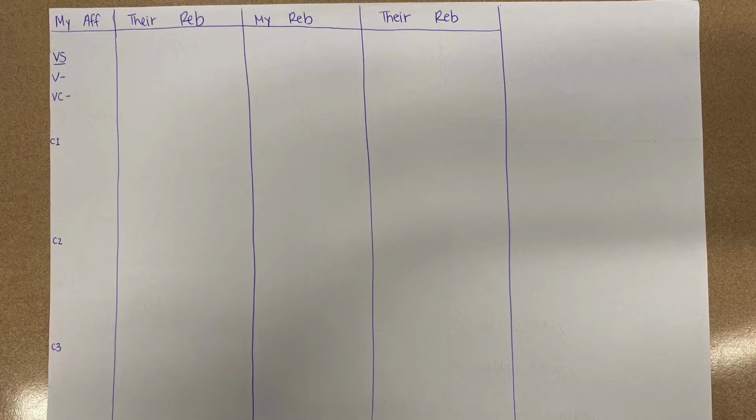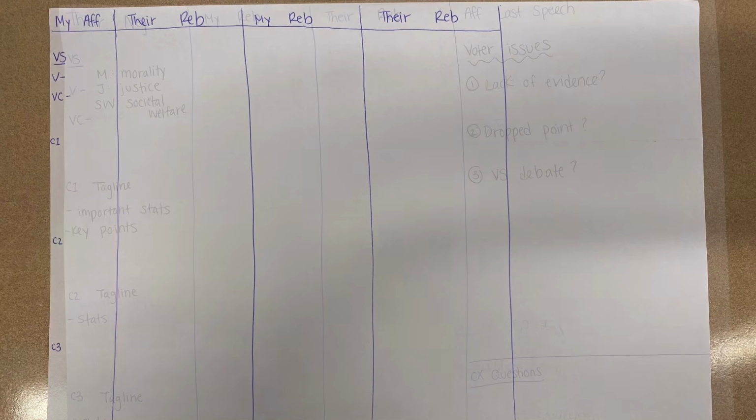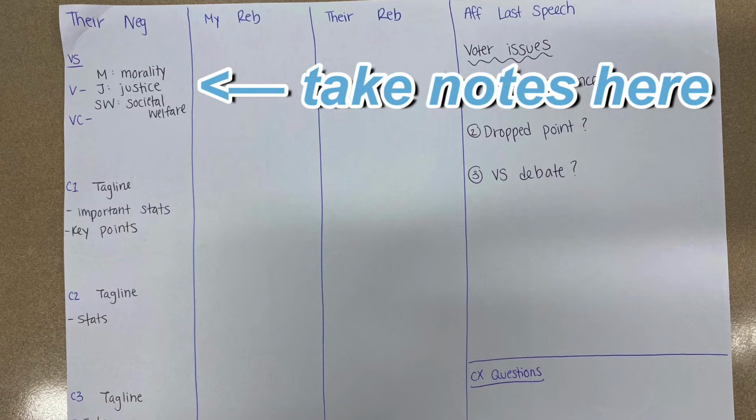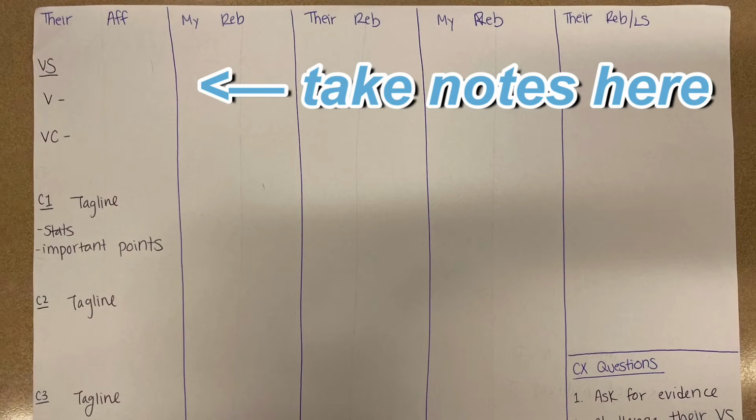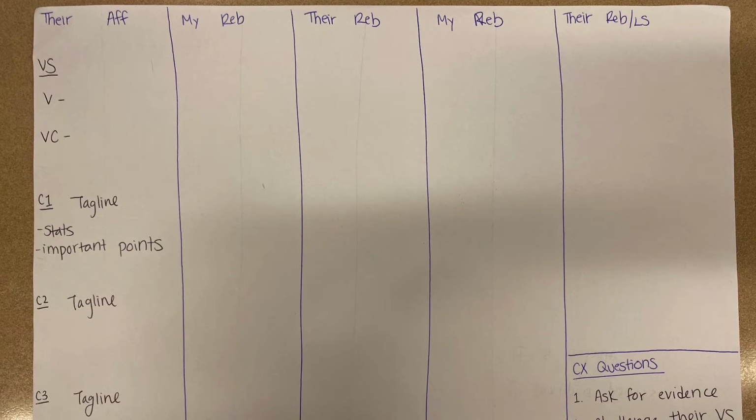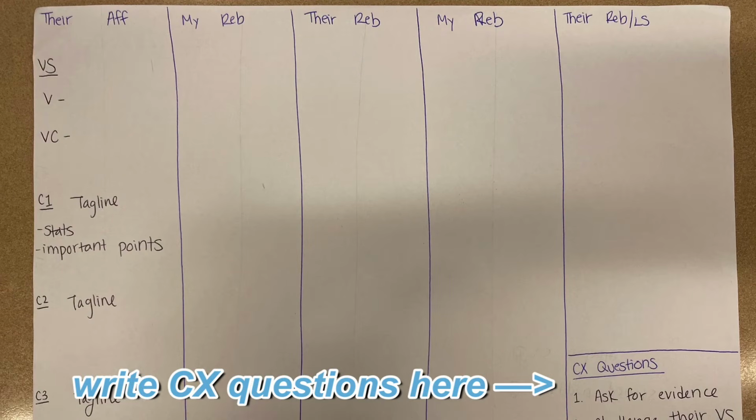Once you're in the round, this is what you're going to want to do with the flow in order to keep your notes organized and make sure that you're not missing any key points that your opponent brought up. As your opponent reads their case, take diligent notes on their value structure and contentions. You can memorize some abbreviations for the common values to make your life easier. Write their taglines, important points, and statistics that you hear. Take note of any questions you'd like to ask during cross-X.